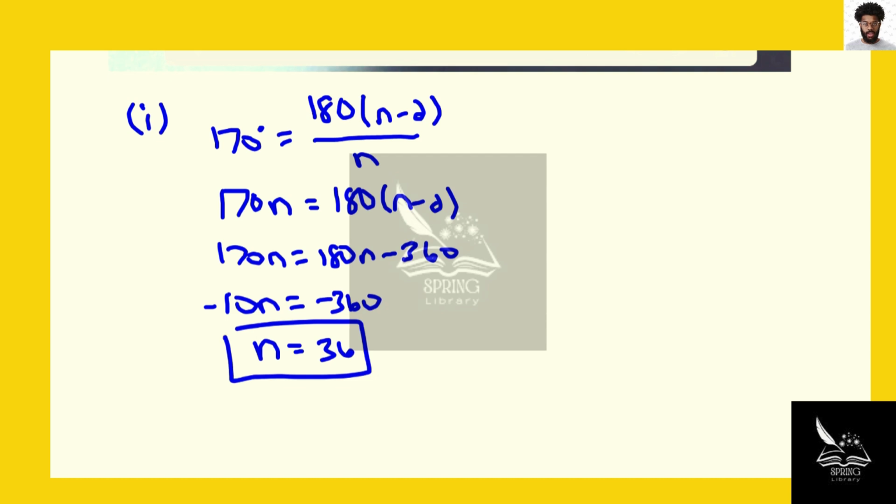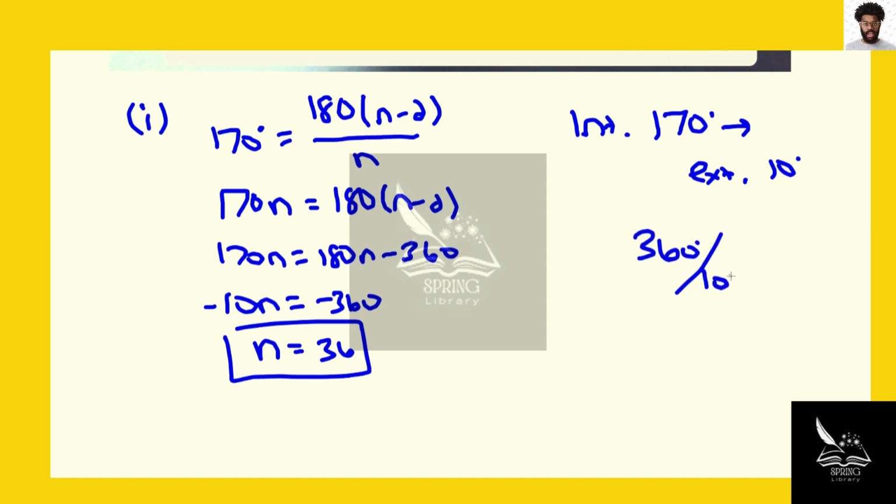A different way to do this is if you know that the interior angle was 170 degrees, then that would mean that the exterior is 10 degrees because they're always supplementary, and there's always 360 degrees in the exterior angles. And if each one was 10 degrees, then there's 36 of them. So it's just an alternative way to get the same answer. There are 36 sides here.